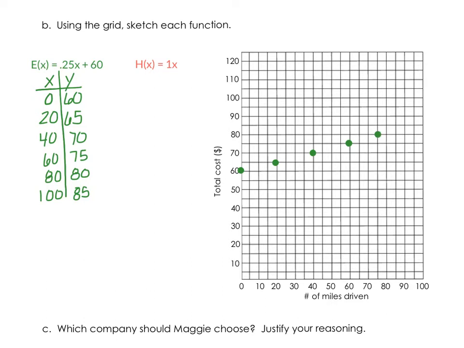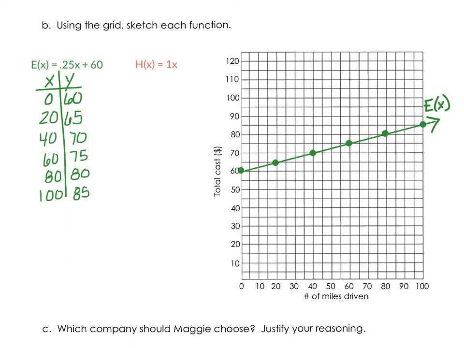And then 100 is at 85. Okay, so now that I have my points, and once I've connected with a nice straight line, I need to put a label on here, at least the e of x, so that I know which equation I just graphed. You can put the whole thing on there if you'd like. And then remember, I only have an arrow on one side, and that's because this is continuous.